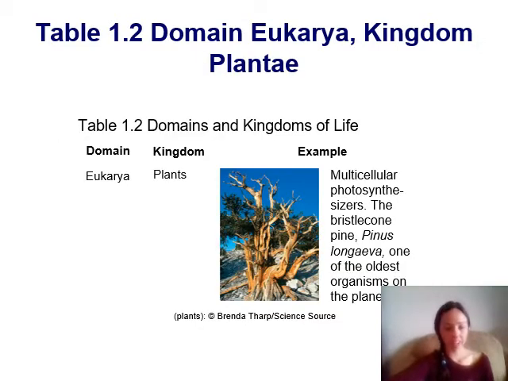Within the kingdom Plantae, you're going to find all your plants. And all plants are going to be producers. And this just means that they're going to use the energy from the sun and carbon dioxide to make glucose, which will give them the energy that they need to reproduce and to mature. And there's a lot of really interesting plants, like this bristlecone pine here. It is one of the oldest living organisms on the planet.